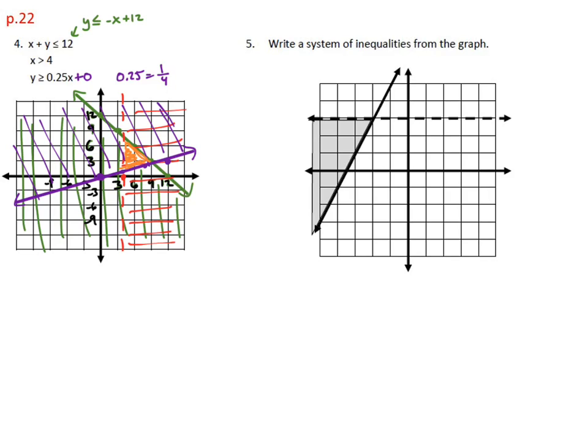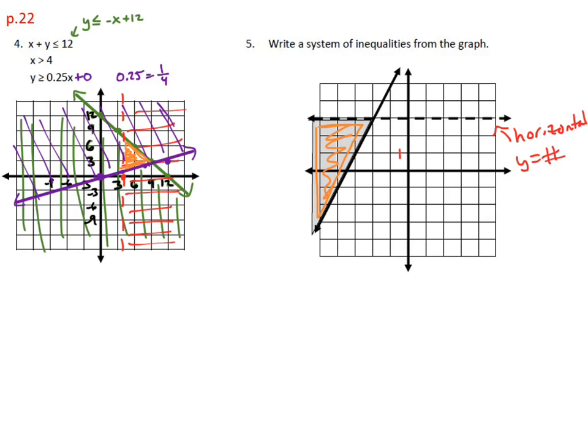Now, can we work backwards? If we have the graph, can we come up with the equations and write our system? Well, yeah, that's going to be easy to do. So here is our region that has been shaded, and we need to see what equations or inequalities we can write. We can see here that we have a horizontal line. So anytime you have a horizontal line, that means we're going to have y equals some number.